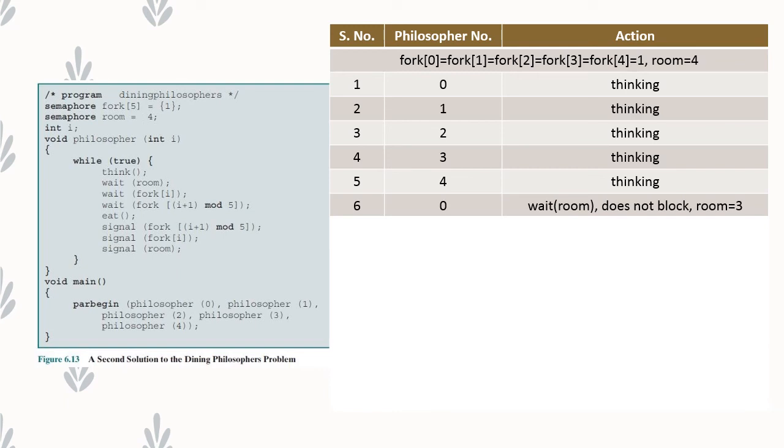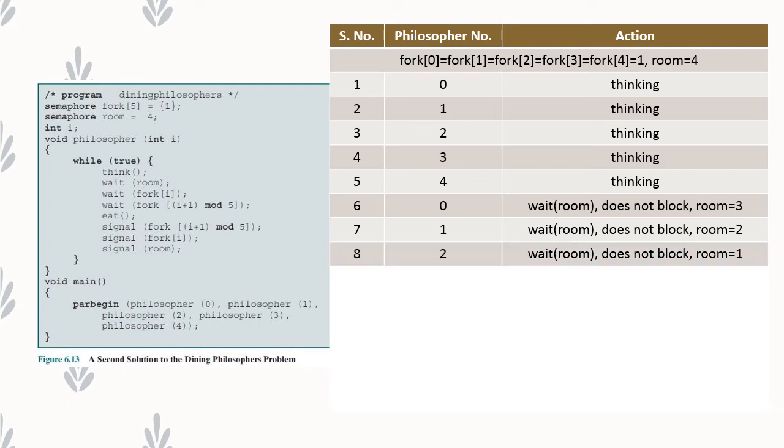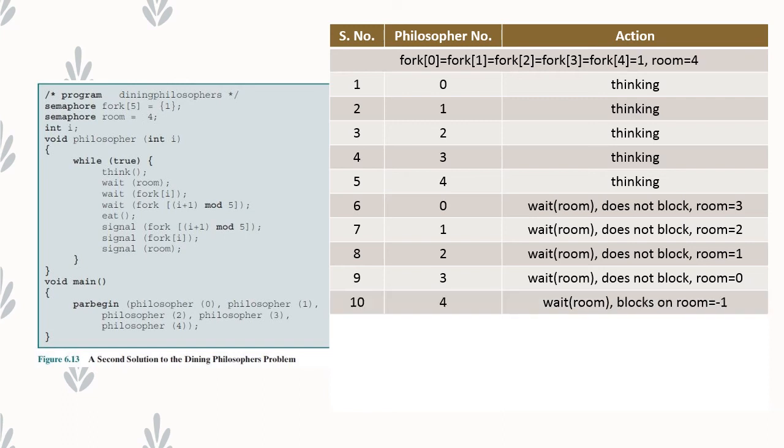Then philosopher 0 becomes hungry. So it waits on room, does not block, room becomes 3. Then philosopher 1 becomes hungry, waits on room, does not block, room becomes 2. Then philosopher 2 becomes hungry, waits on room, does not block, room becomes 1. Then philosopher 3 becomes hungry, waits on room, does not block, room becomes 0. Then philosopher 4 becomes hungry, waits on room, but the attendant tells him to stay outside. So it blocks on room, room goes to -1.